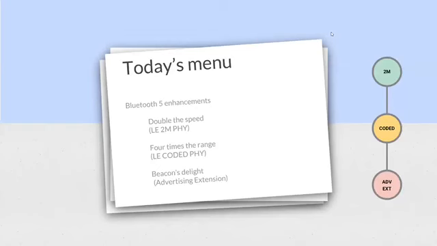So what did we have so far? We talked about how we can now choose our PHY level, and about the new additional PHY options: the 2M, which is faster, and the coded, which is further. And we love to talk about the advertising extension.